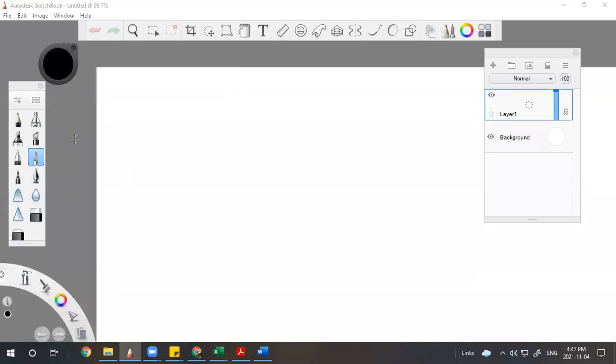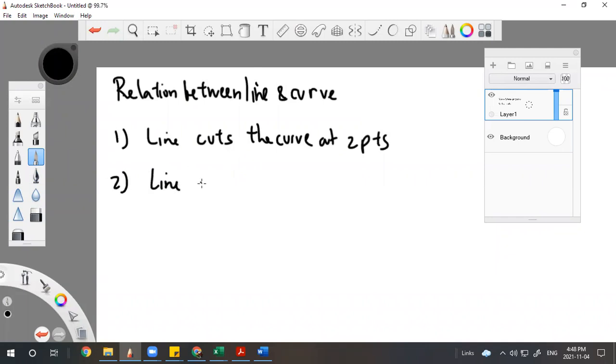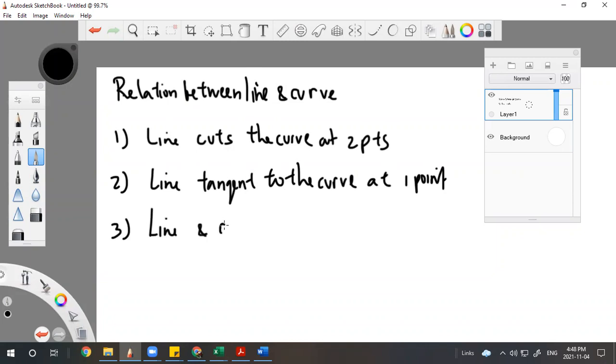The relation between line and curve. We have three relations. First, the line cuts the curve at 2 points. Second, the line is a tangent to the curve. If we know that it is tangent, it touches at only 1 point. And the last one, the line and the curve are disconnected.